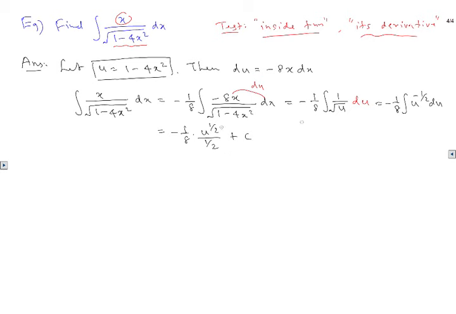So after substitution, you're going to get negative 1/4 times u, which is the square root of 1 minus 4x squared, plus c. So that's the whole problem. You can see it's very simple, not that long, but you still need to practice several until it's very, very clear to you. Okay, good.